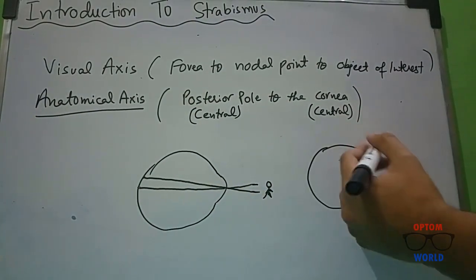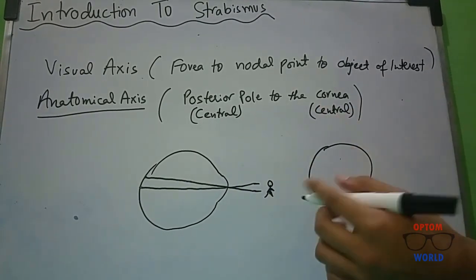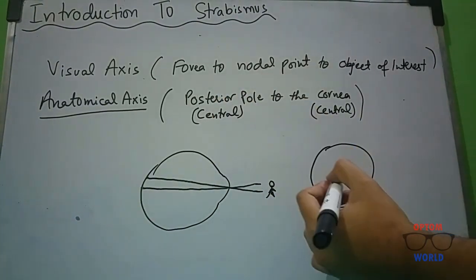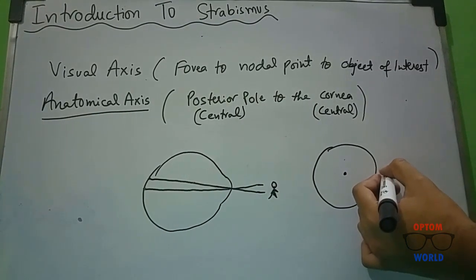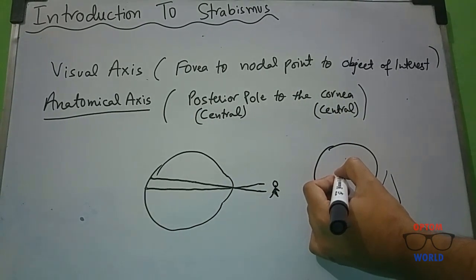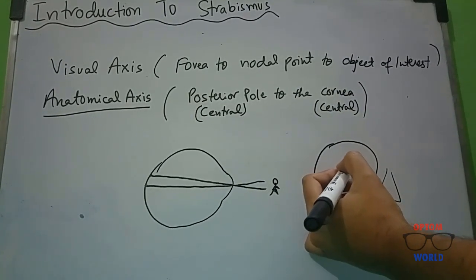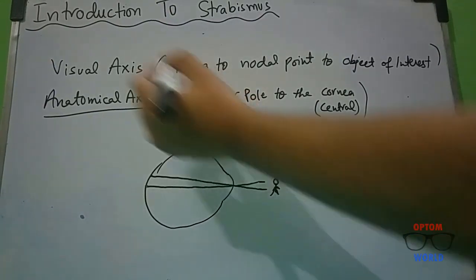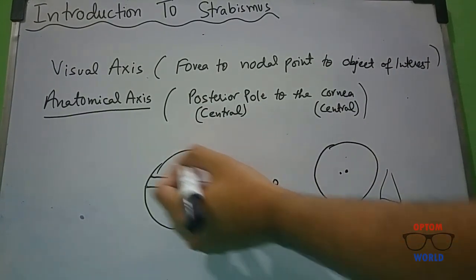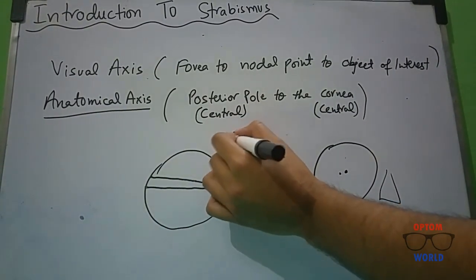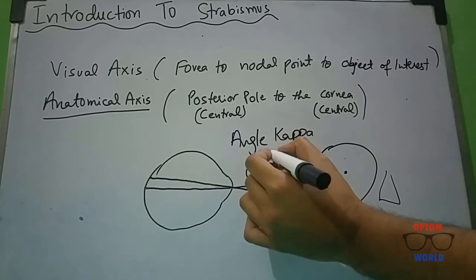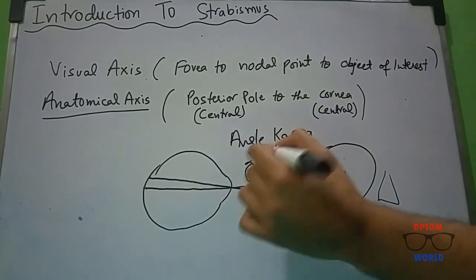Let's suppose this is the posterior surface of the eye from the frontal view, and this is its center point, which means that it is the center point of the posterior pole. And here is, suppose, your nose. So the fovea is situated slightly temporal to the posterior pole of the eye. It means that these two axes make an angle with each other. This angle which these two axes make is known as angle kappa, and its normal value is 5 degrees.